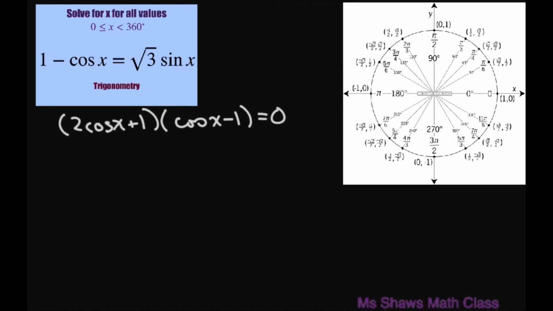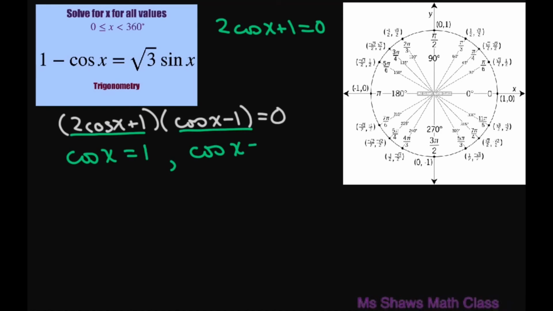Therefore, for this term here, we're going to have cosine of x equals 1. And for this one, solving for that, you have 2 cosine of x plus 1 equals 0. So you subtract the 1, divide by 2. So you're going to get cosine of x equals negative 1/2.